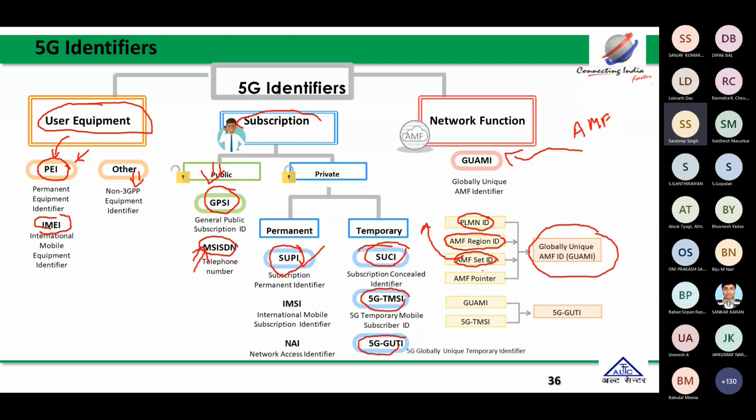And the AMF pointer is just like the MME code that is used in LTE. The MME code that is used essentially is known as the AMF pointer. And when we combine all of them, that is known as the GUAMI. That is the Globally Unique AMF Identifier, which identifies the AMF uniquely. Right? And what is the 5G-GUTI? The GUTI is a combination of this GUAMI plus the 5G-TMSI.